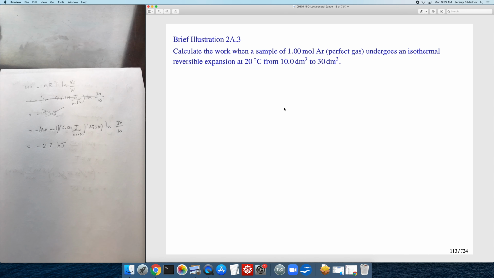Notice the minus sign. The minus sign is due to the fact that the gas is expanding, and so the gas is doing work on the surroundings, and so the gas will lose energy as it expands.